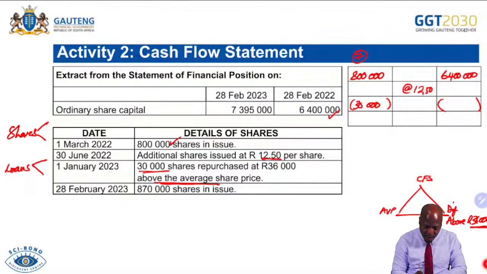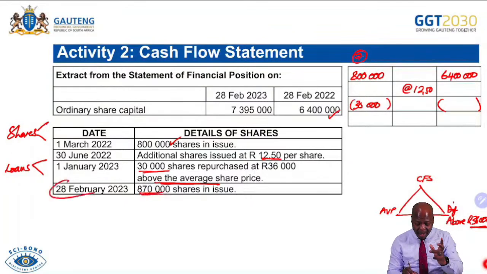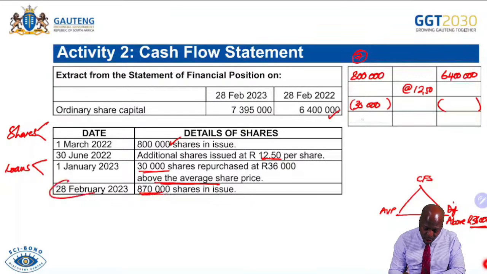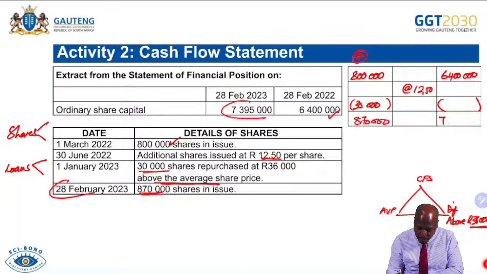All right, let's continue. Then they say on the 28th of February, we had 870,000 shares. That is at the end of the year. So at the end of the year, I had 870,000 shares there. But that is equal to the 7,395,000. Some of you already know what we must do now.